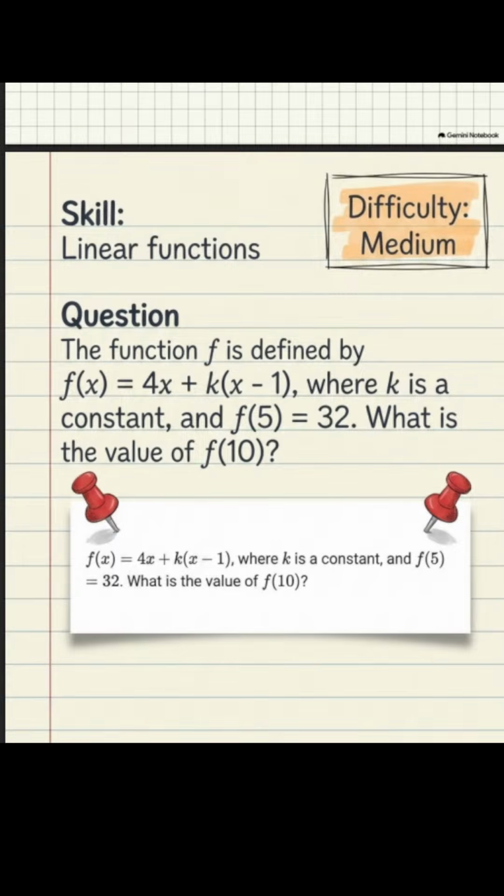The question is that the function f is defined by f of x is equal to 4x plus k multiplied by x minus 1, where k is a constant, and we are also given that f of 5 is equal to 32. So we're given one value of f of x for a given x, that is 5, and we're asked what is the value of f of 10. We have to find f of 10 with this information, where we're given f of x with an unknown constant k, and one value of f of x for a single x value, that is 5.